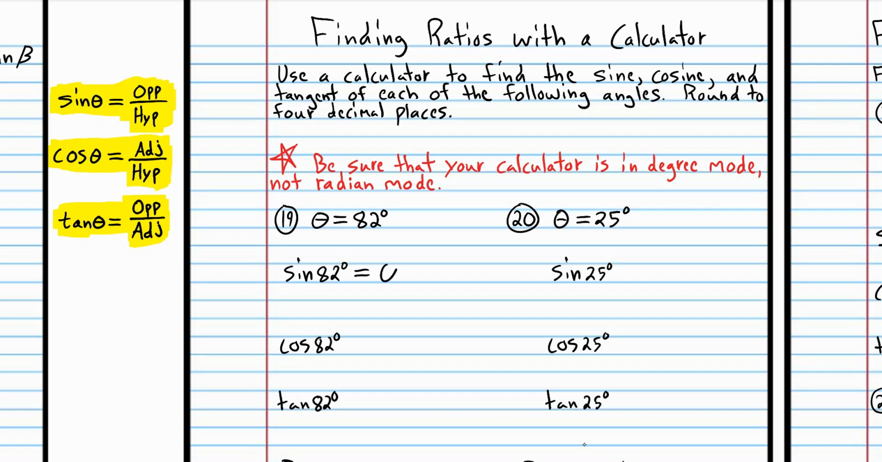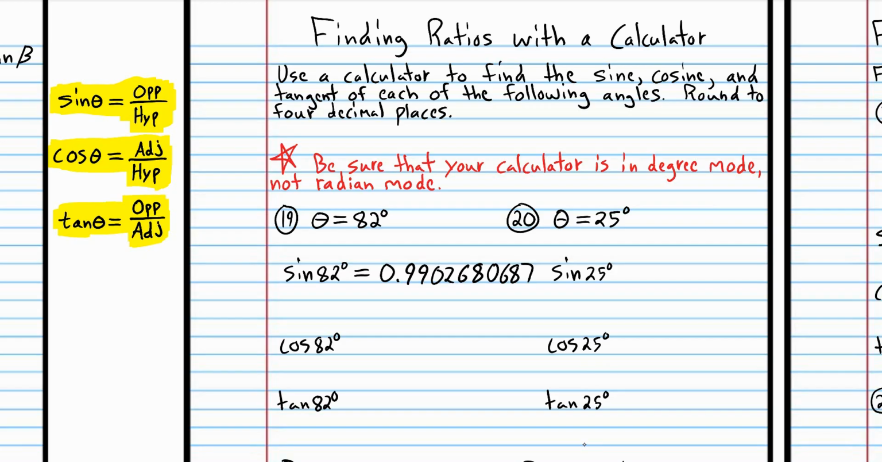So it's 0.990268 0687. It just keeps going on forever. Okay, it'll never stop. So we have to round off.